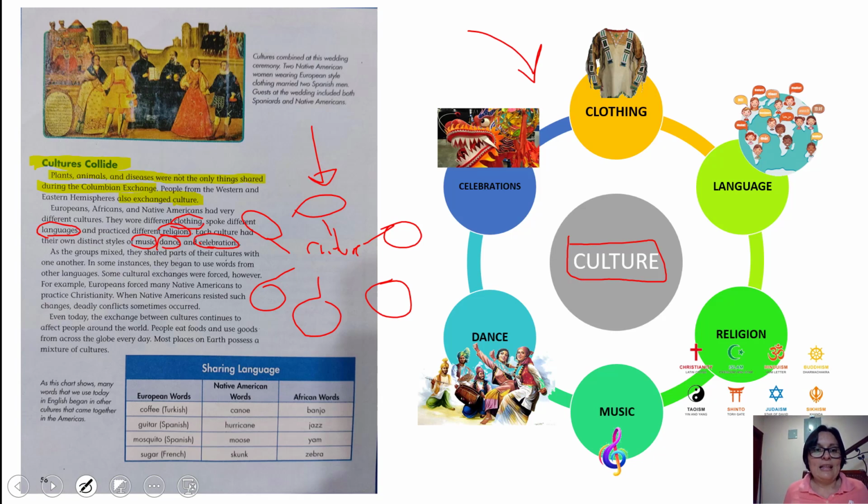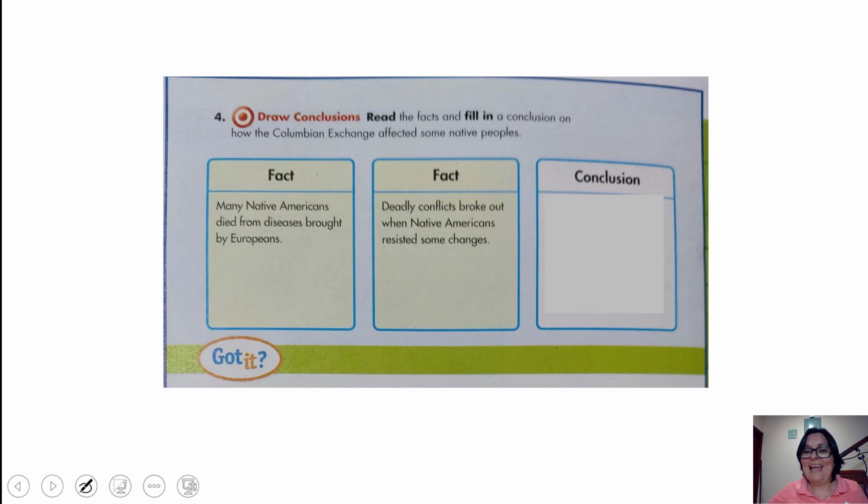So, let's remember. The Columbian Exchange was a movement of what things? Food, plants, animals, what else? Diseases or illnesses, and also culture, okay? All that movement was what we know as the Columbian Exchange. And now let's move to the last question of this lesson. Well, the last question that you are going to do with me, because then you have to answer number 5 and number 6 in the got it section, okay?